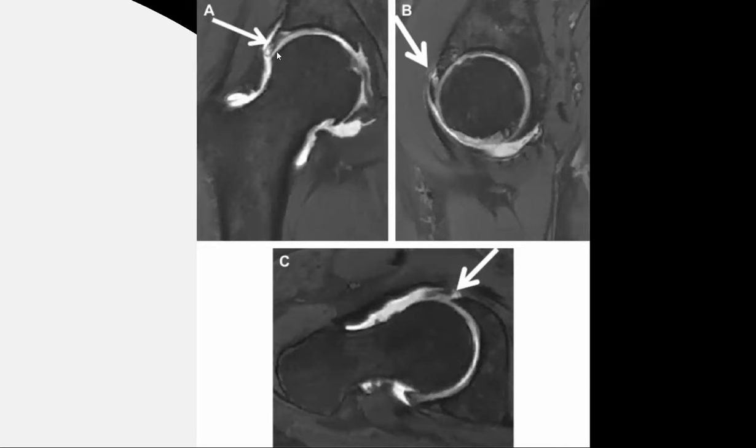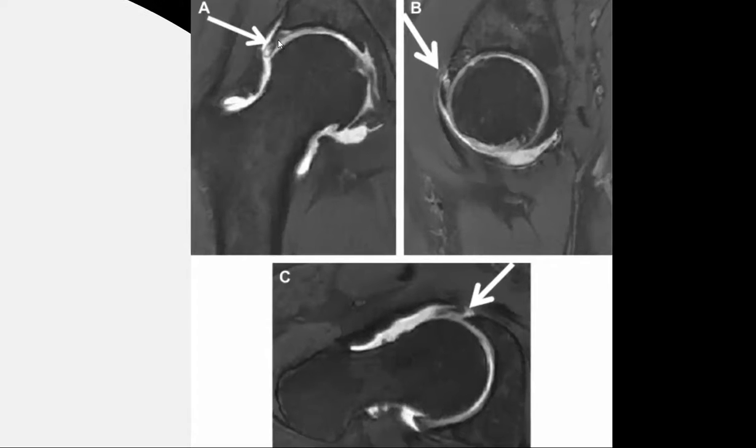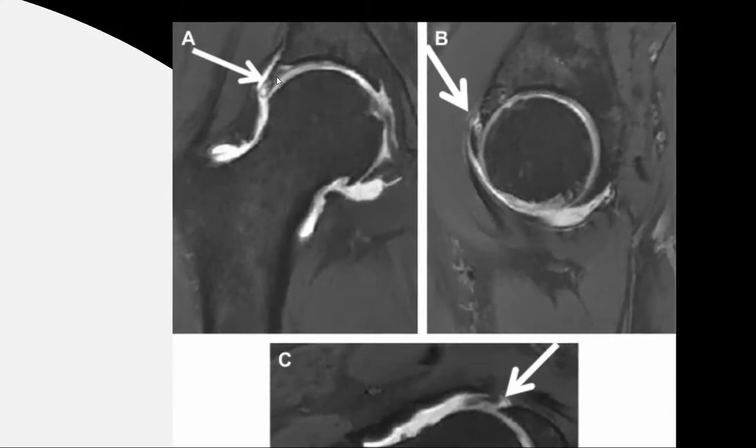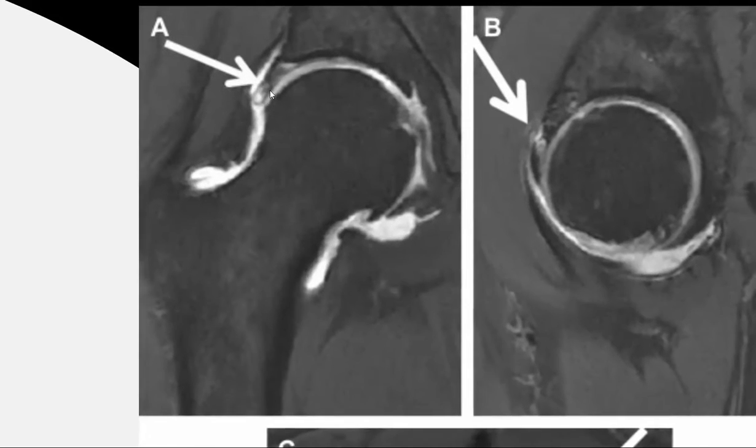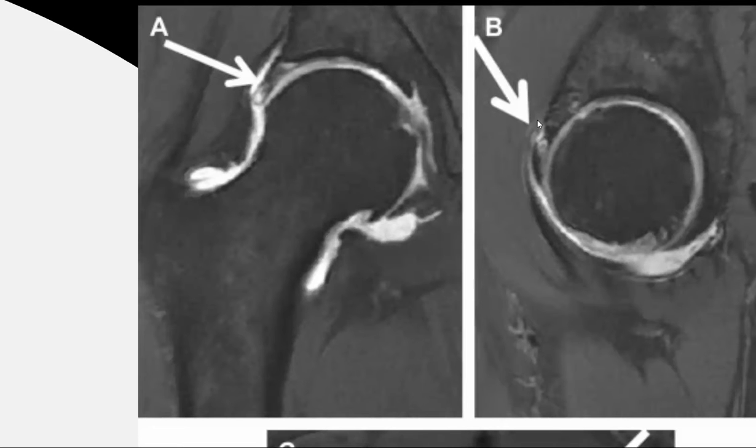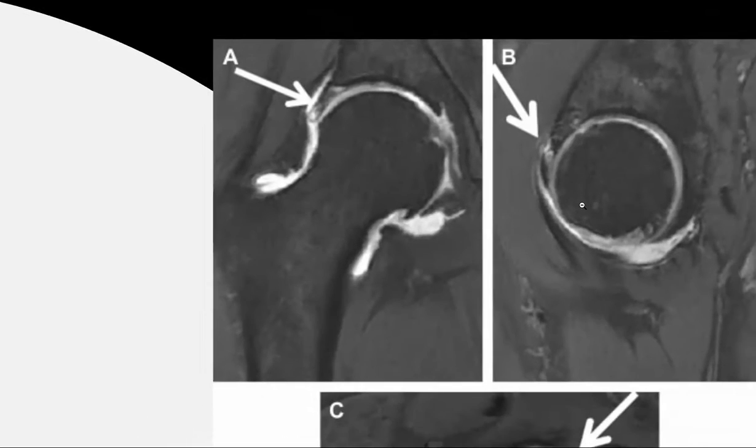really that the labrum is just not particularly well defined. It's not that sharp triangle that it should be. It's all a bit irregular. It's all got this intrinsic high signal within it. It's a bit frayed and macerated.